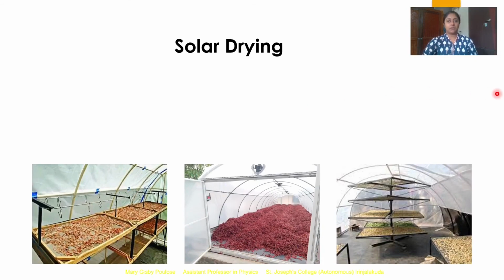Now, let us look into the advantages and disadvantages of such solar drying units. The figures shown below here are the first figure. This one shows the solar drying unit for fish. In this second picture, we see the solar drying unit for chilies, red chilies. And in the third picture, we see the solar drying units for different vegetables.